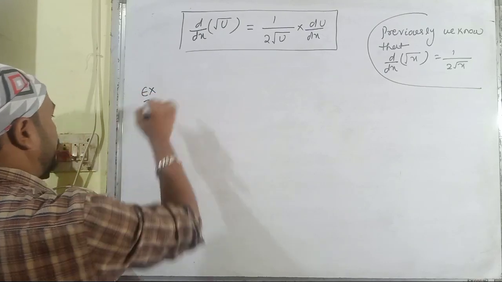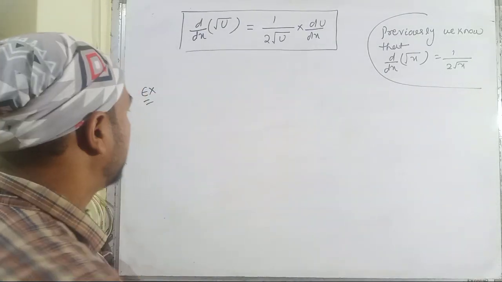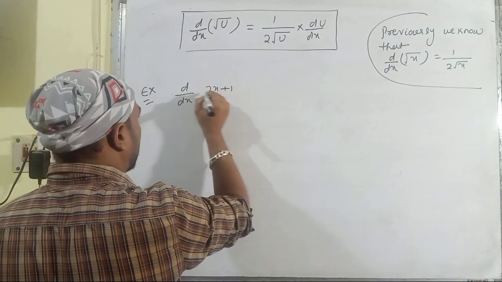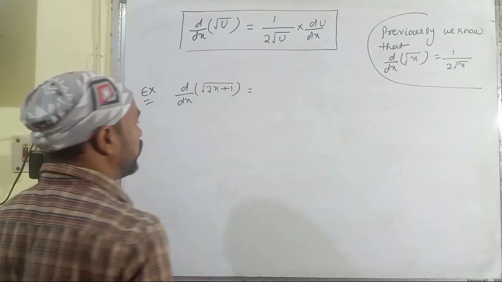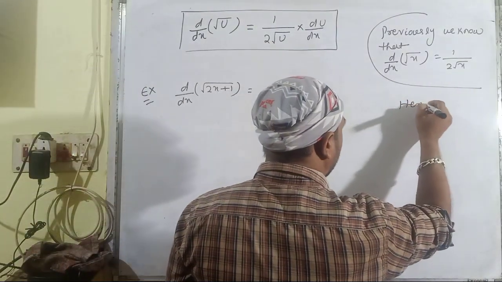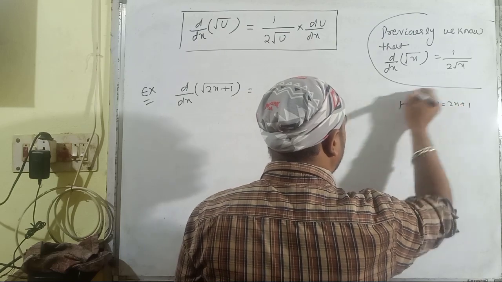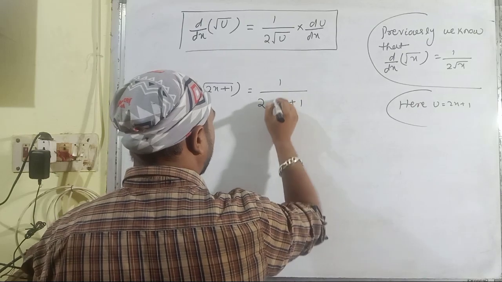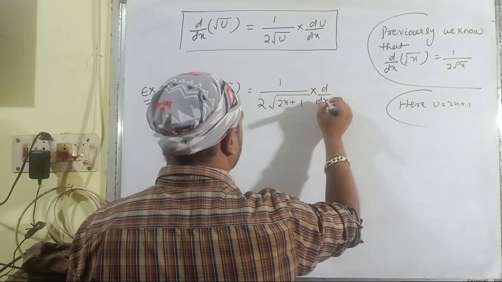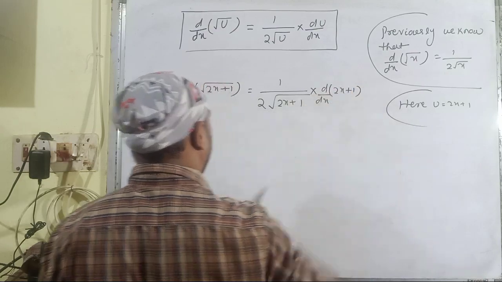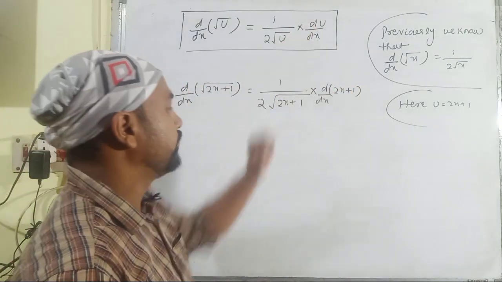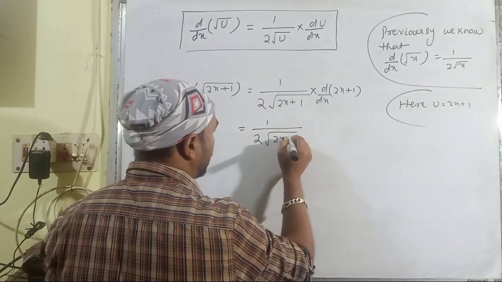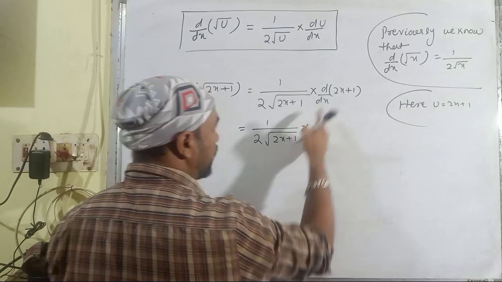Okay, let us have some of the problems based upon this formula. The differentiation of square root of 2x plus 1. So here u is equal to 2x plus 1 because this is in terms of x. So it is 1 upon 2 multiplied with square root of 2x plus 1, multiplied with the differentiation of 2x plus 1 again, because this is the u.